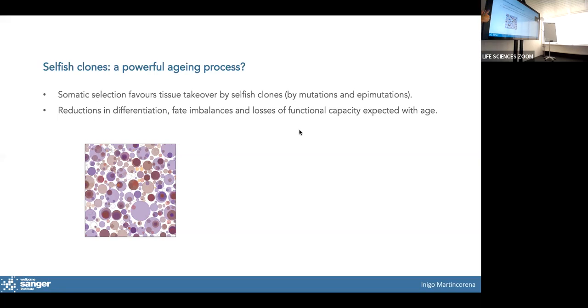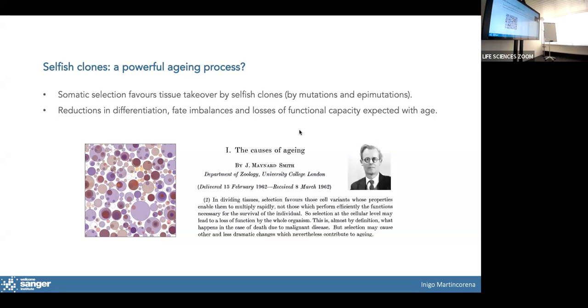They probably are not frequent enough to cause enough damage that way. But it is the takeover of tissues through these selfish clonal expansions that could have a role in aging, we think. And there's this nice review from 1962 by John Maynard Smith, a very famous evolutionary biologist, that speculated about the possibility of competition between cells within tissues that could lead not just to cancer, but much more widely to subtle changes in the tissue where selfish clones just take over the tissue over life.